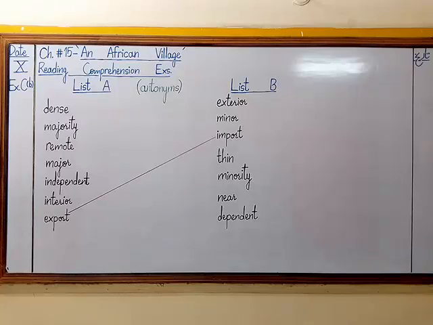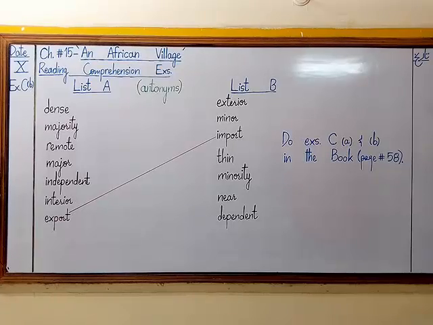So my dear students, I have exemplified one word here, export and import. The remaining you have to do on your own, right? This is your homework. Do exercise C, part A and part B in the book, page number 58. Write down this homework in your diaries, everybody, and do this work as soon as you finish this video.